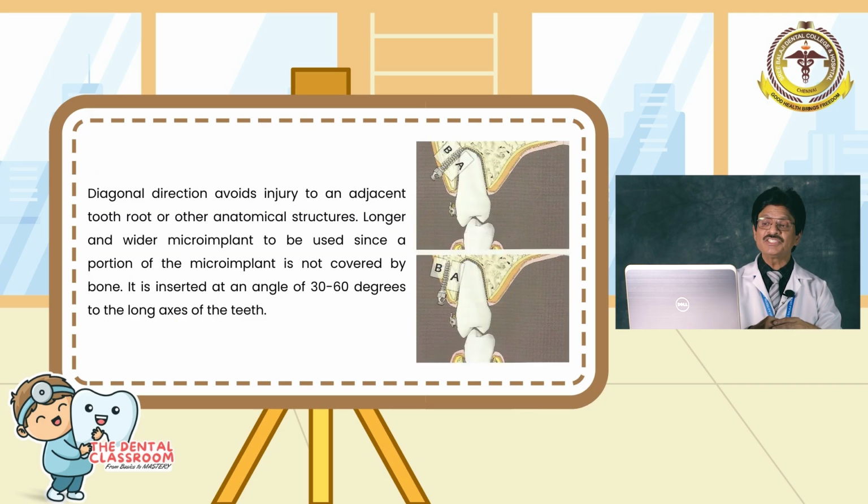A diagonal direction is desirable in certain cases because it avoids injury to an adjacent tooth root or other anatomical structures. Longer and wider microimplants are to be used since a portion of the microimplant is not covered by bone. That's the reason we require a longer one, so that it goes diagonally and you have enough thread length to get into the bone. It is inserted at an angle of 30 to 60 degrees to the long axis of the teeth.